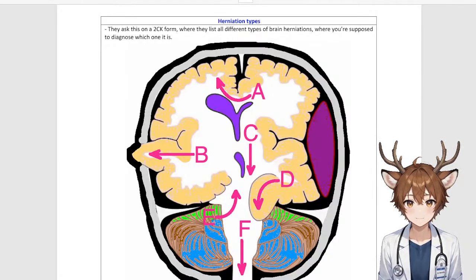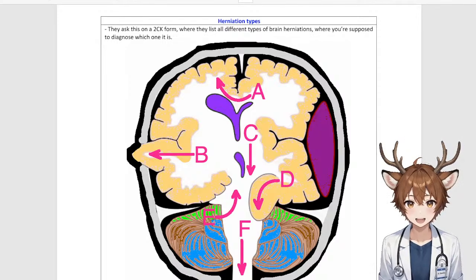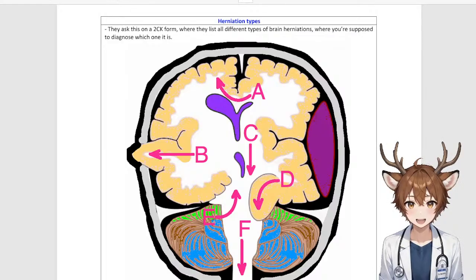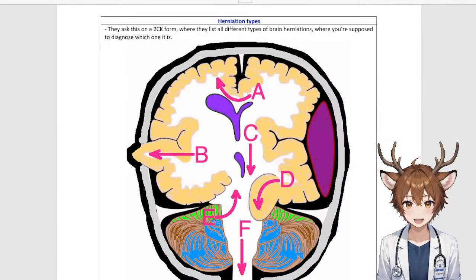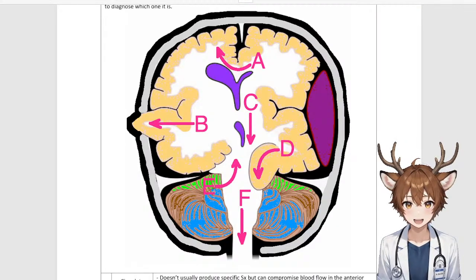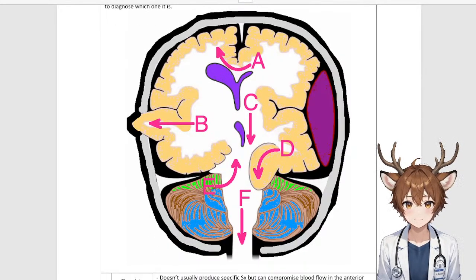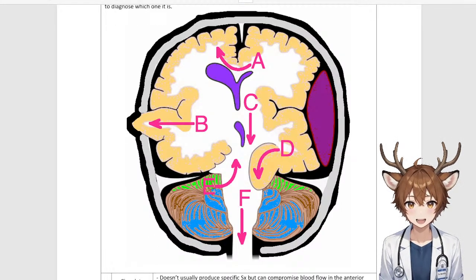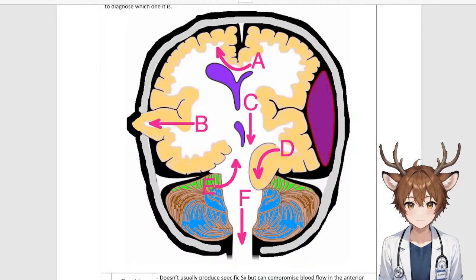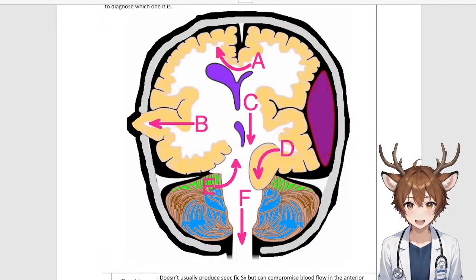Okay. Herniation types. They ask this on the 2CK form where they list different types of brain herniations and you're supposed to diagnose which one it is. So there's A, B, C, D, E, and F, and we'll explain hopefully what that is. So A, see A right there? That is a cingulate or subfalcine herniation. It doesn't usually produce specific symptoms, but it can compromise blood flow in the anterior cerebral artery, which is necessary for the contralateral motor and sensory function of the leg. The cingulate gyrus shifts under the falx cerebri.